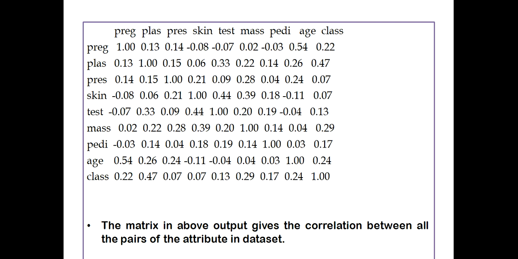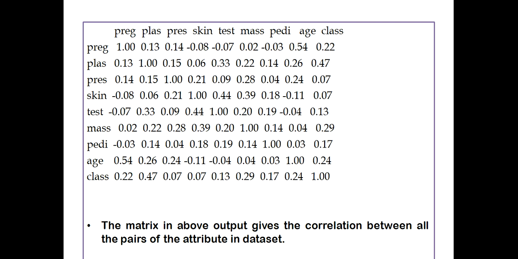Okay, so like this preg, they're the same attribute. So obviously high correlation, so 1.00. Then preg and plas, the value you got is 0.13. So it is greater than 0 but less than 1. So you cannot say that they are fully correlated, but still we have some correlation among them. Okay, then similarly, pres, you got the value 0.14. So same case, it is not 0, greater than 0, but less than 1. So somewhat they are correlated.